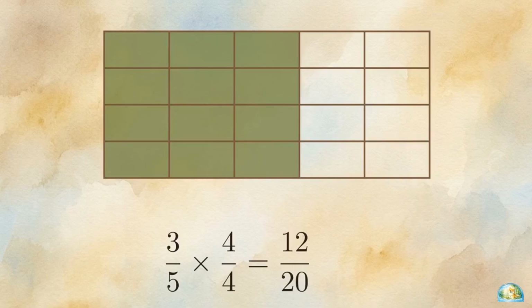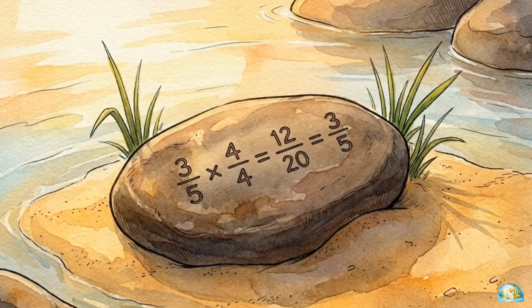Because 4/4 equals 1, multiplying by it preserves the value. The numbers on the stone change, but the amount remains exactly the same. Multiplying by an equivalent form of 1 merely changes the fraction's name through subdivision, keeping the physical value anchored.